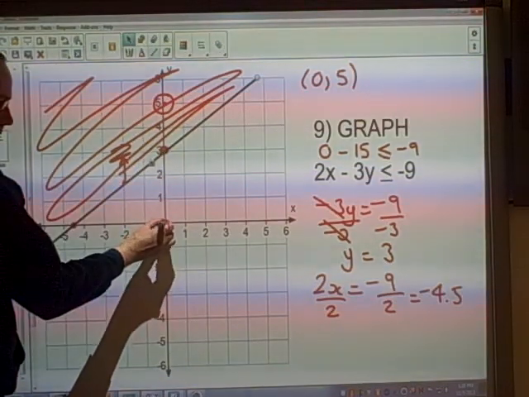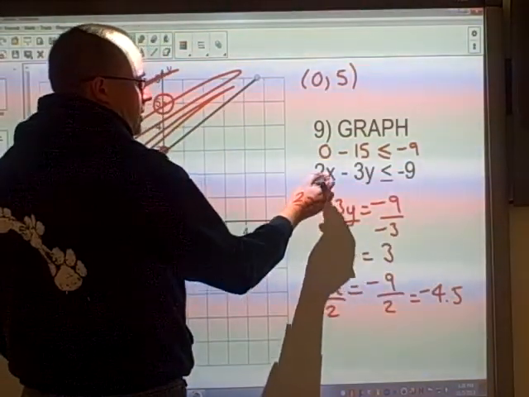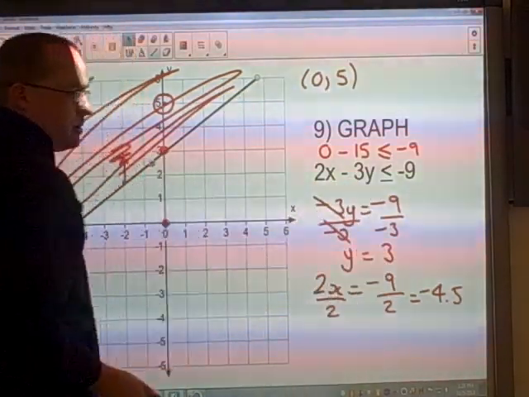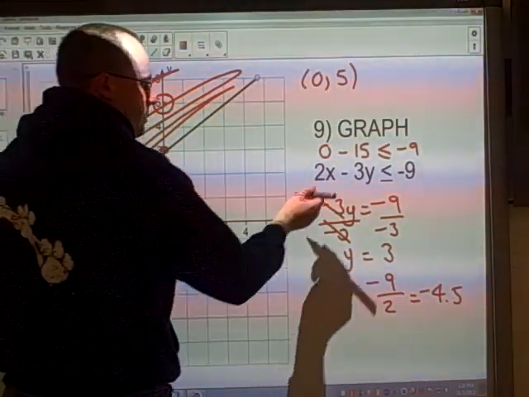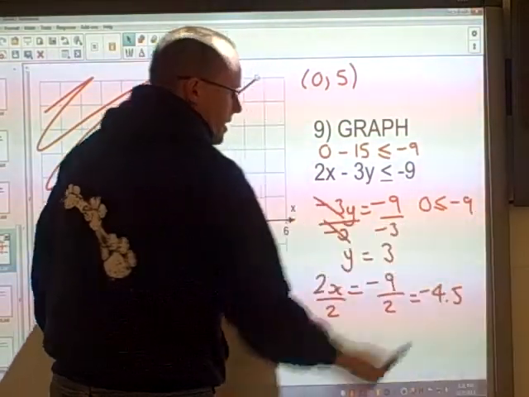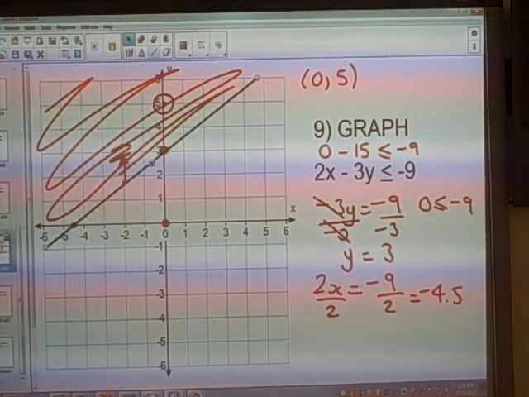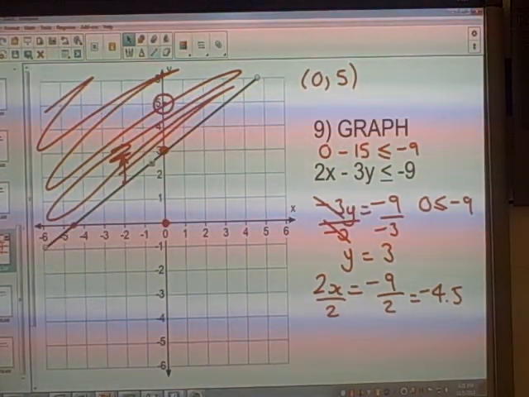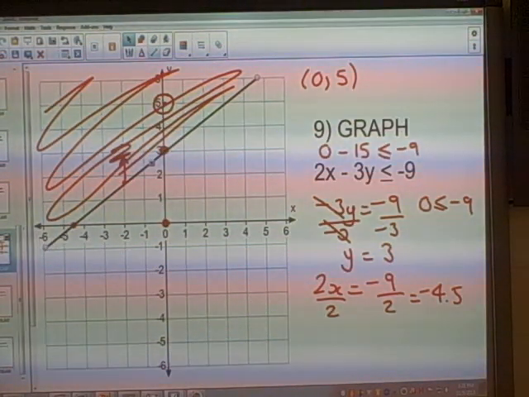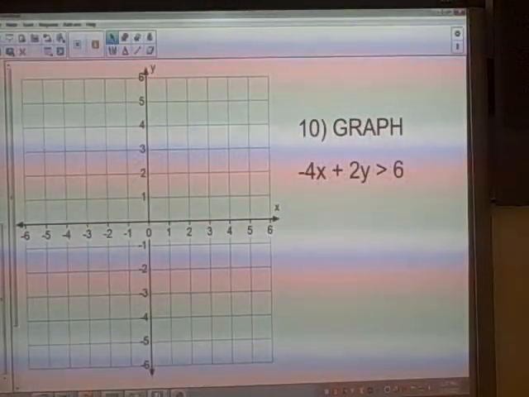If I pick a point that's on the wrong side, so 0, 0, I plug 0, 0 into here, 2 times 0 is 0, take away 3 times 0, still 0. So 0 take away 0 is 0. 0 is less than or equal to negative 9. Obviously that's a false statement, and that's actually why this side of the graph isn't shaded. So that's an additional way you can check to make sure you have the right side of the graph shaded or not. Let's move on to our last two questions.